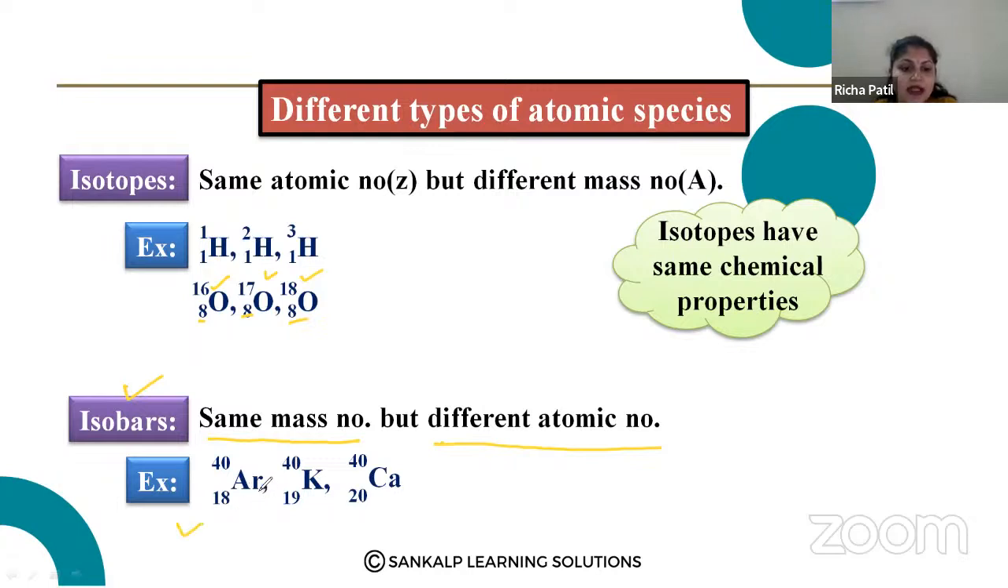See the example: argon, Ar-40. You can see the mass number is 40 in each case. Potassium is 40, calcium is 40. So these have the same mass number. You can see the atomic numbers are 18, 19, 20, so they have different atomic numbers. When you have the same mass number but different atomic number, they are said to be isobars. Remember this.